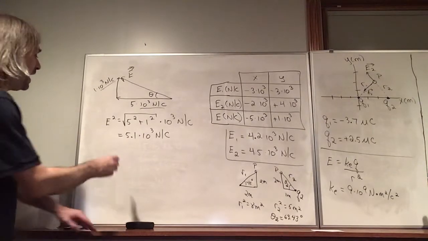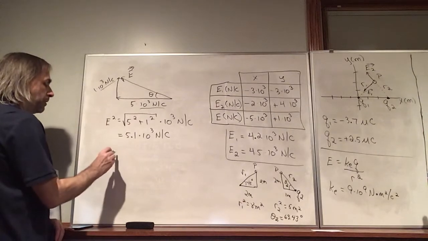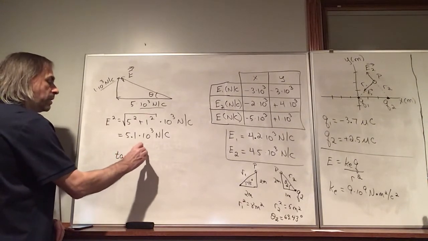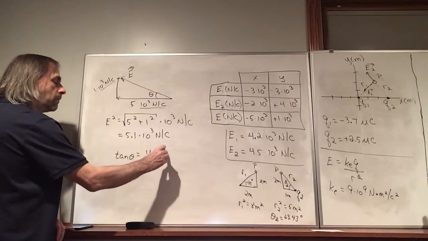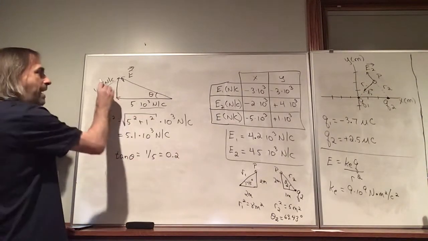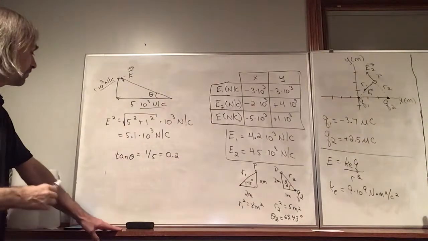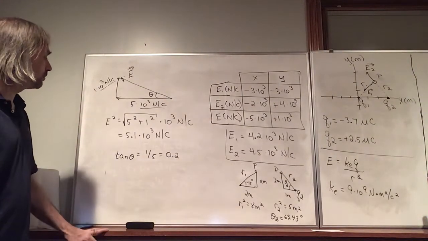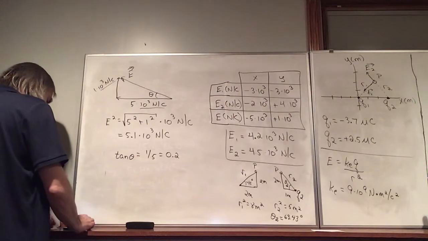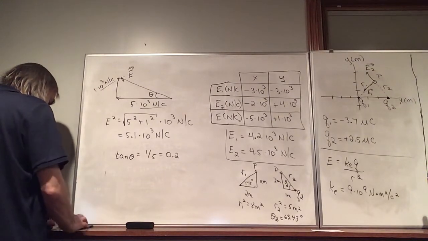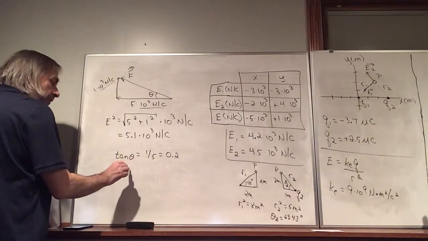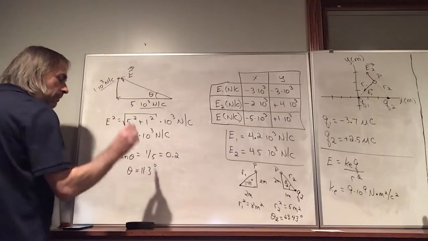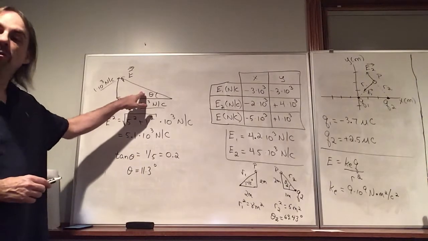Now finally, to find the angle, again, let's use tangent. Tangent of theta is 1 over 5, or 0.2. Again, that common factor cancels out, so tangent of theta is 0.2. Let's take the inverse tangent. It's around 11 degrees. Now again, that's this angle here.